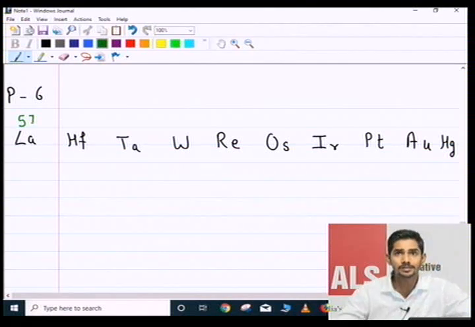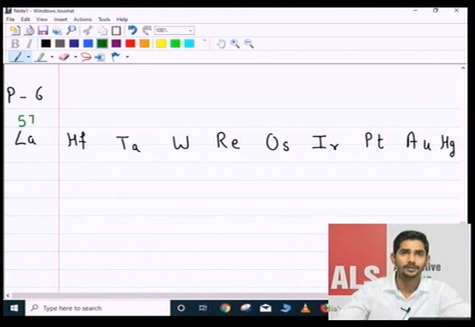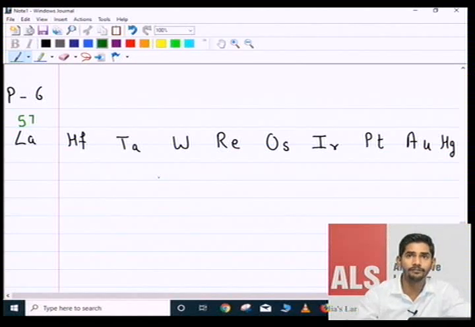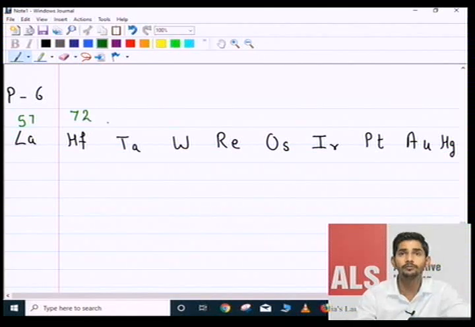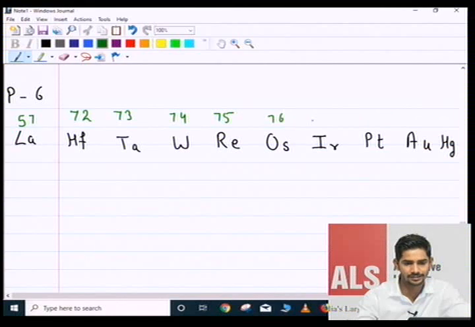But guys, the series means the next elements break here and they go to the F block elements. Therefore, the atomic number of hafnium is not 58. It is actually 72. So you have to remember in the D block elements, there is a break. Okay. So after 57, you have to directly jump to 72. 73, 74, 75, 76, 77, 78, 79, and then 80.